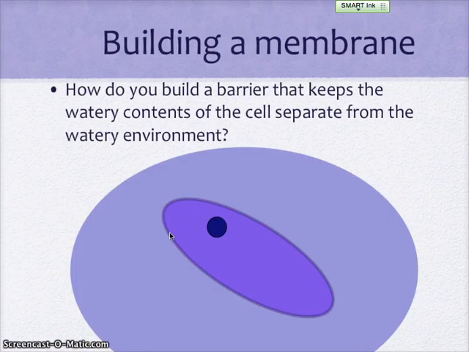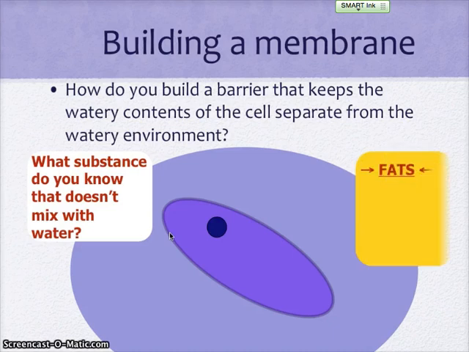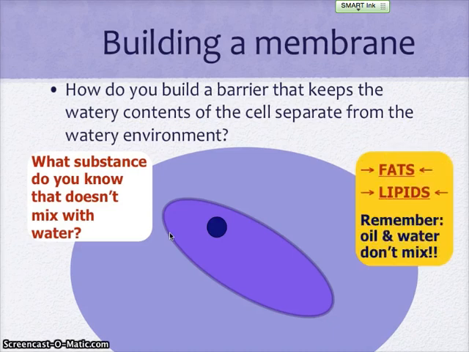When you build a membrane, though, you have to have some material that will allow the water that's inside the cell to be separate from the water that's outside the cell. So think about this. What substance do you know that doesn't mix with water? If you've ever cooked, you probably know the answer to this question. Oil. Oil is a type of fat. We also call fats lipids. So oil and water, fats and water, don't mix together. So this is a really good material to build a membrane.